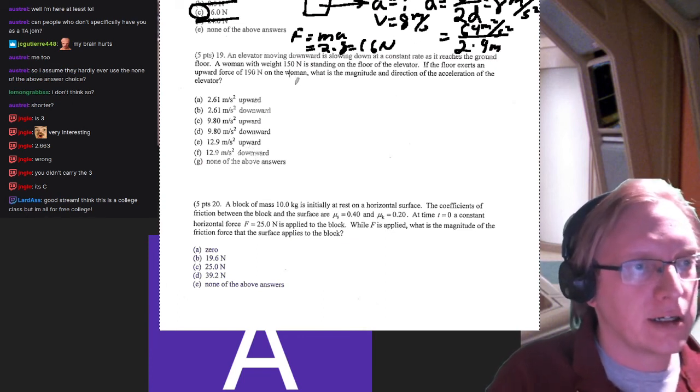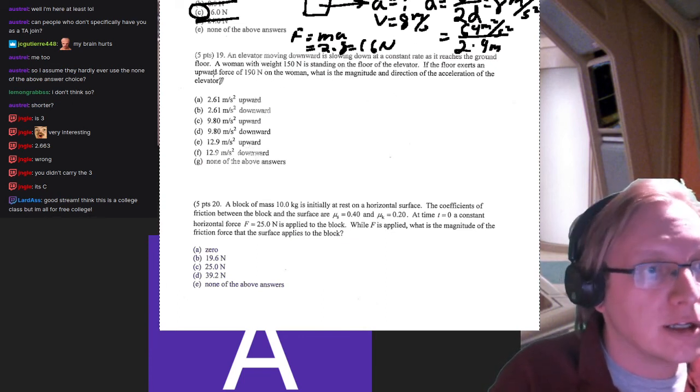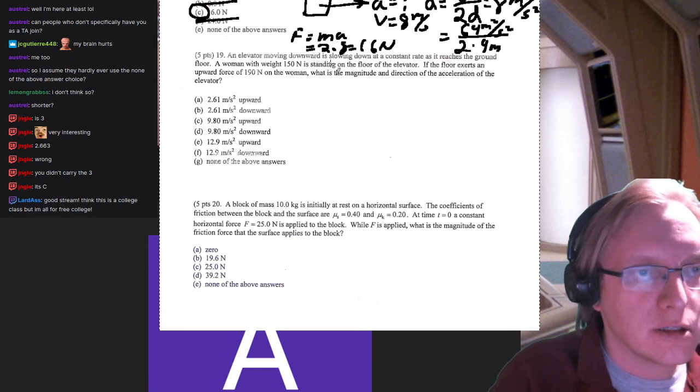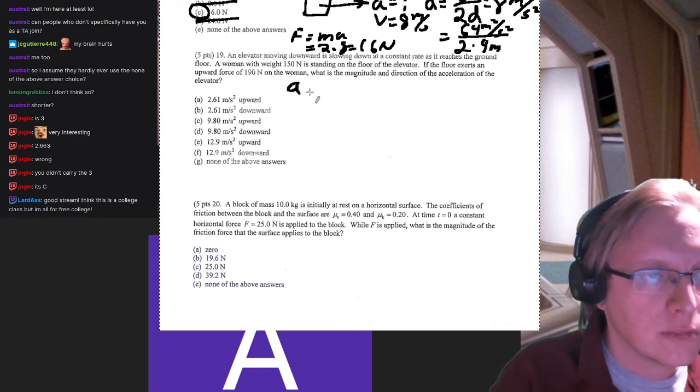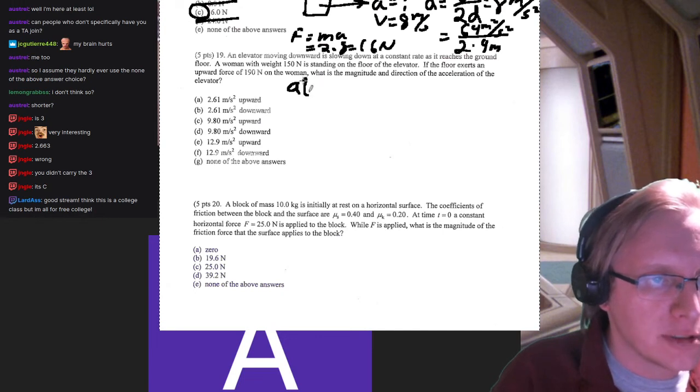An elevator moving downward is slowing down at a constant rate as it reaches the ground floor. All right. So we have an acceleration that is going upwards, because our v is pointing down and decreasing.